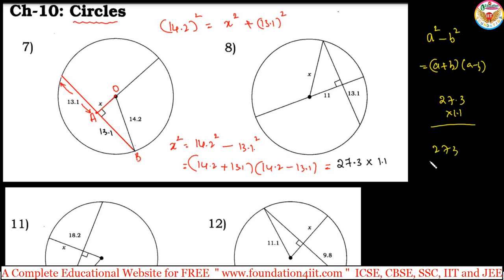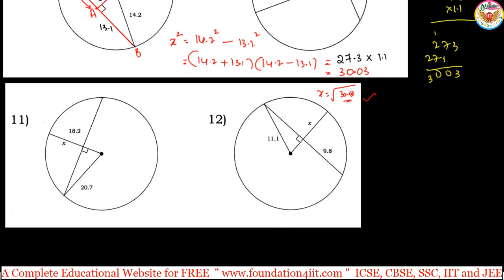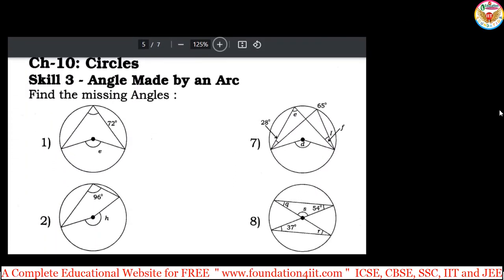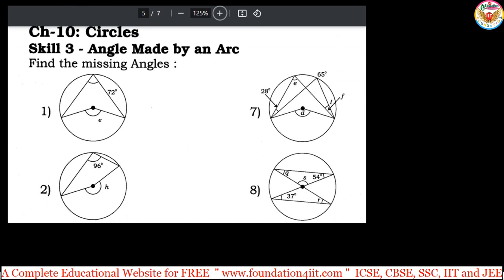So 273, 273, multiply without the point. Finally, you got the answer 3003, so 30.03. Then x is equal to the square root of 30.03. They're asking only for the nearest value. So the concept is you should use this property: if any chord is bisected through the center, it makes two equal parts. Okay, those problems you can practice in this worksheet, and in 3-4 pages I am giving similar types of questions that you need to practice.